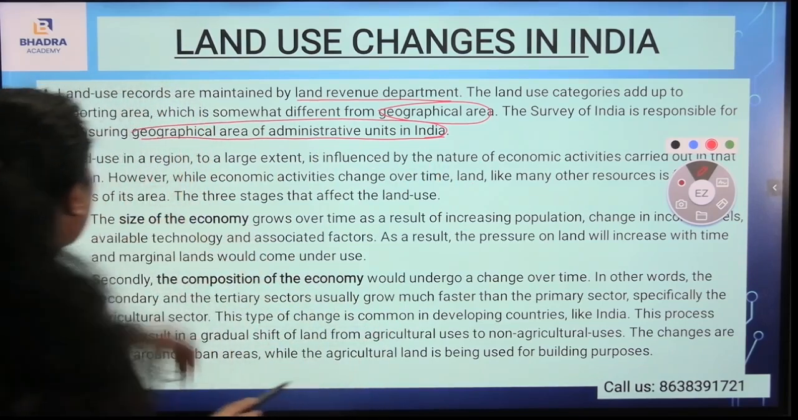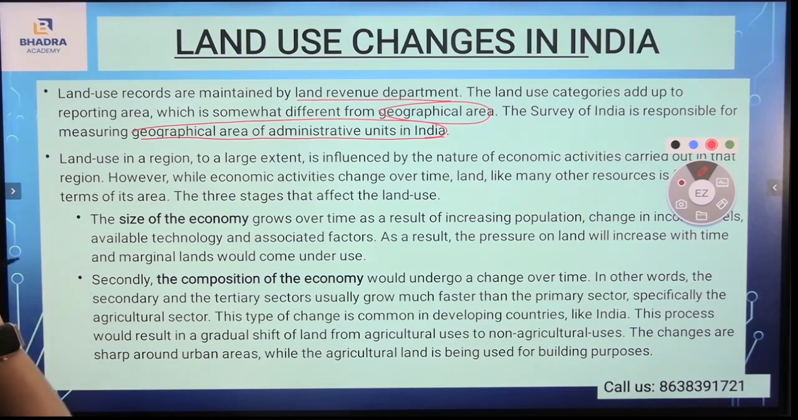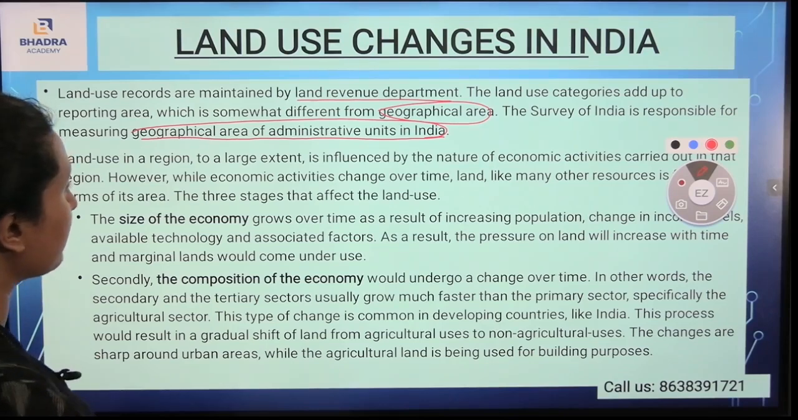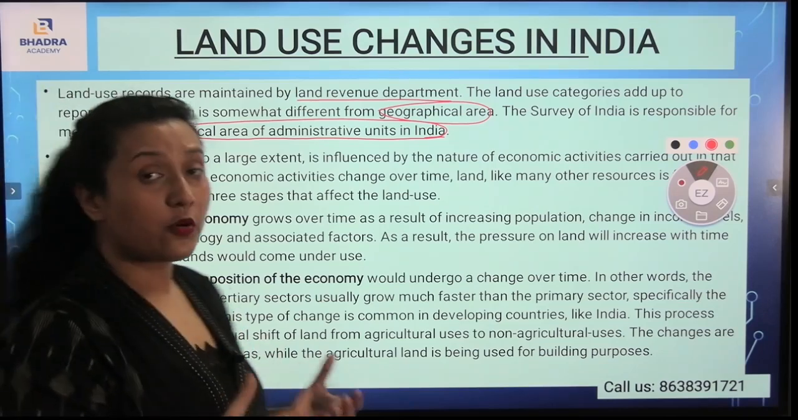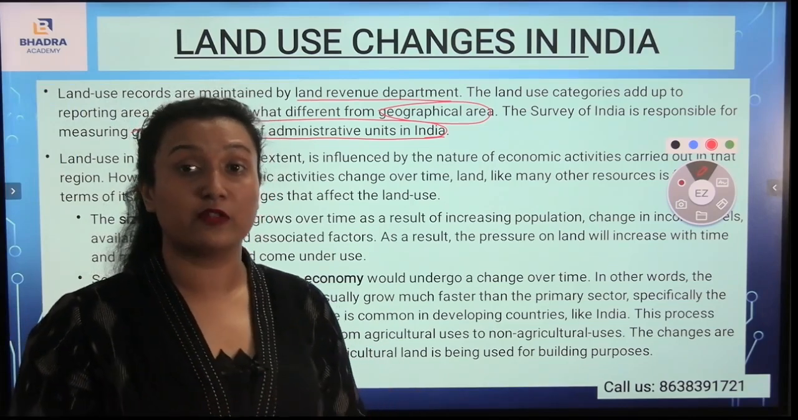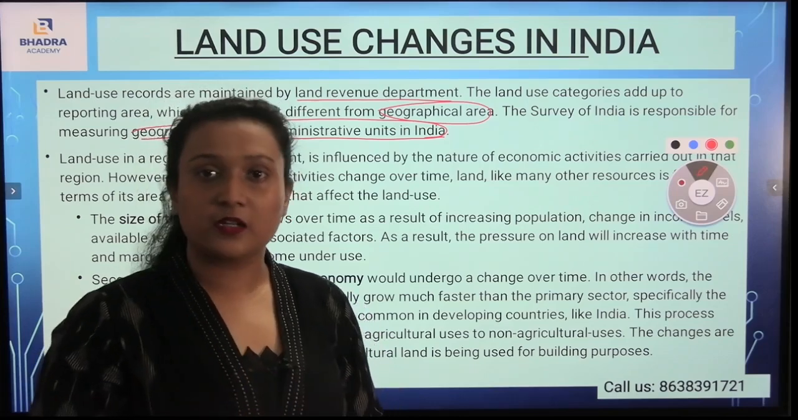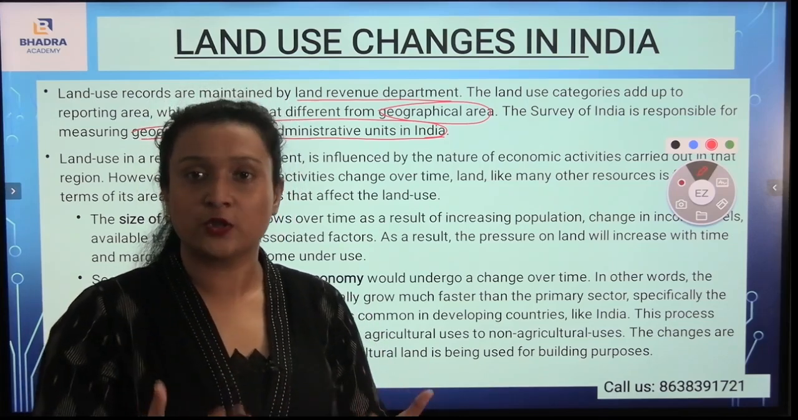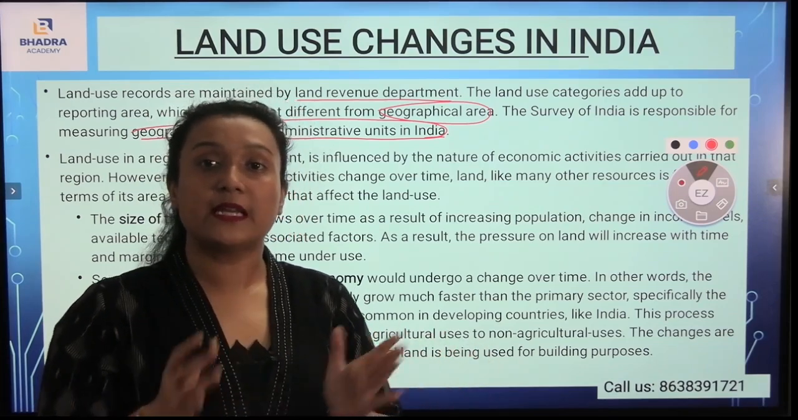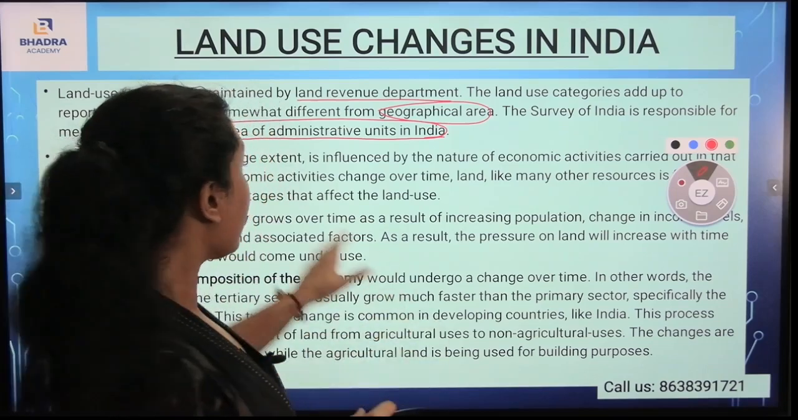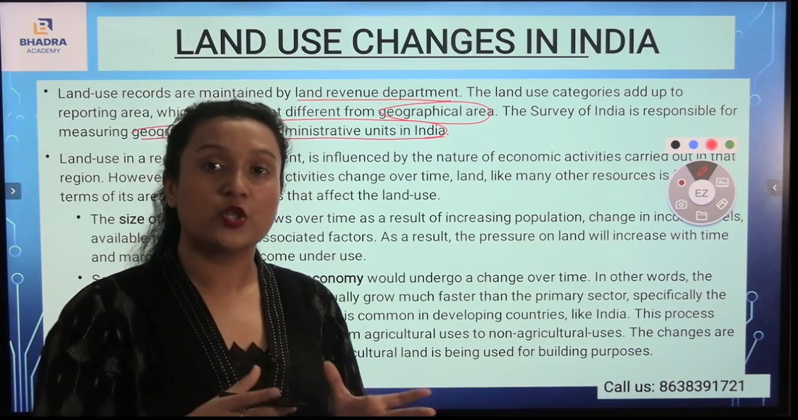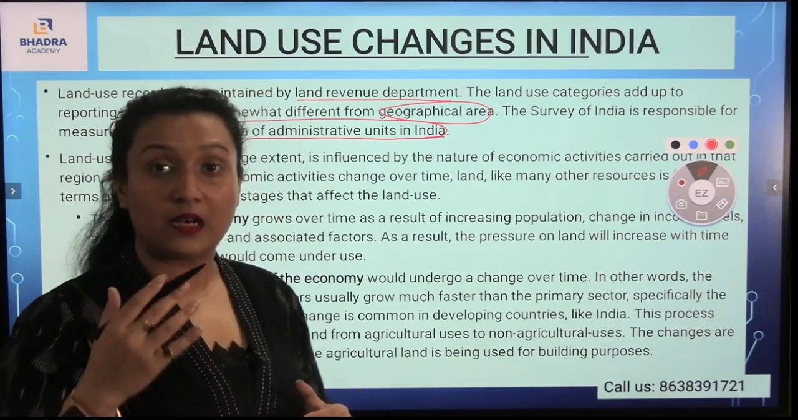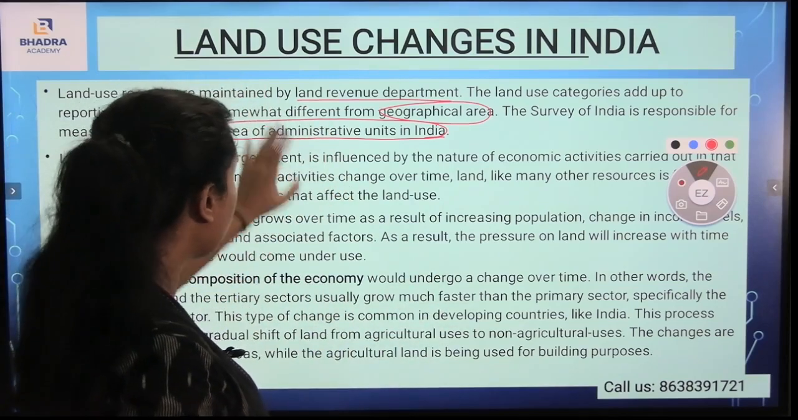So this is the first one. Land use in a region, to a large extent, is influenced by the nature of economic activities carried out in that region. Land, like many other resources, is used in terms of its area. Land use is influenced by economic activities. How? Agriculture is there. Some people will be opening shops, opening businesses. So these are all influenced by economic activities. And second, how the land has changed over time and how the economic activities have changed over time all comes under the land records of the administrative units.